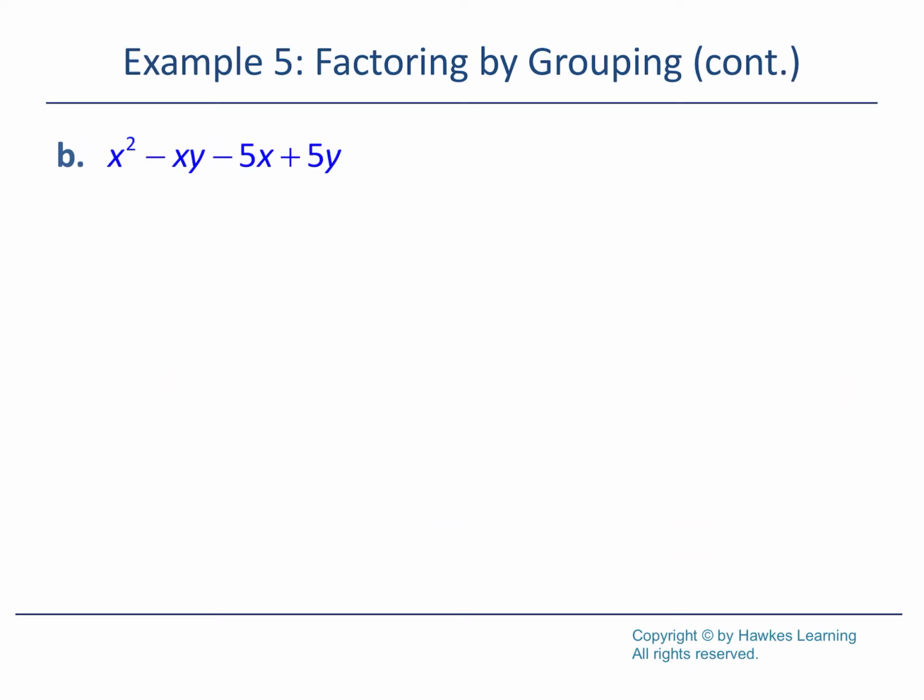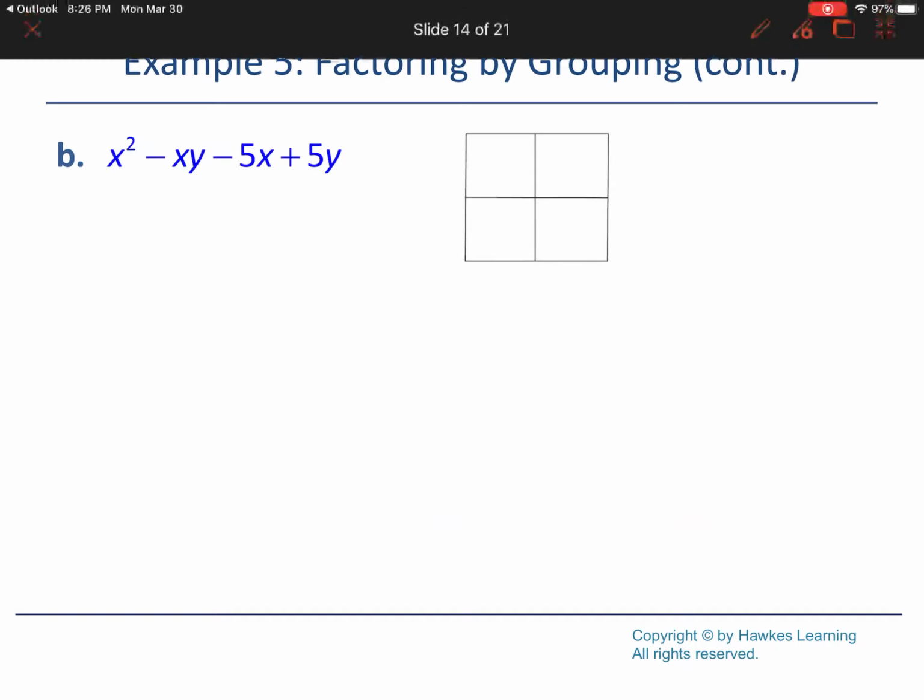Okay, so let's try another one. All right, so I want you to try it first with the box. So just to try, write the box, fill in all those 4 terms, and see if you can get the factors using the box. If you're wondering if you did it right, then multiply the 2 factors you got as your answers together and see if you get what you started with.